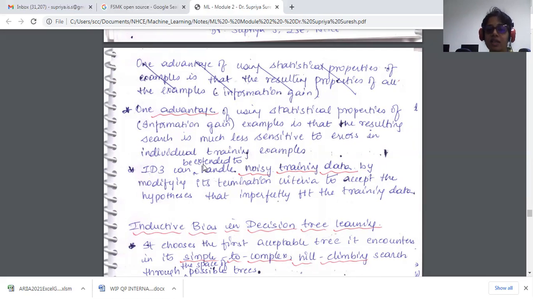See, ID3 can be extended to handle noisy training data. As I told you, even if you have noise in it, based on the error pruning and rule pruning techniques, it can try to handle noisy data as well, by modifying its termination criteria to accept hypotheses that imperfectly fit the training data. As I told you, there are circumstances where it can turn that into a leaf node, or it can eliminate that data and continue with the next, as if it had not occurred. So these are a few advantages and disadvantages, or limitations, with respect to the ID3 algorithm.